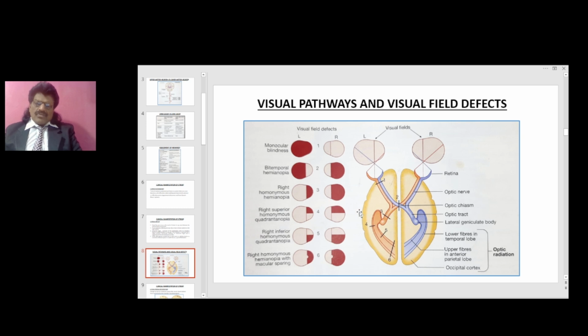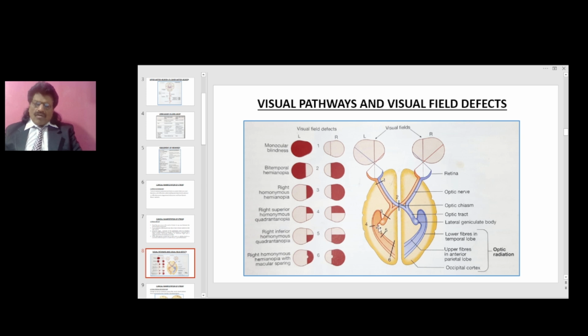But when it comes to radiations, there will be quadrantanopia. If the lower fibers get affected, lower fibers represent upper field opposite, so they'll have right superior quadrantanopia. If the upper fibers get affected, upper fibers represent inferior field, so they'll have right inferior homonymous quadrantanopia.